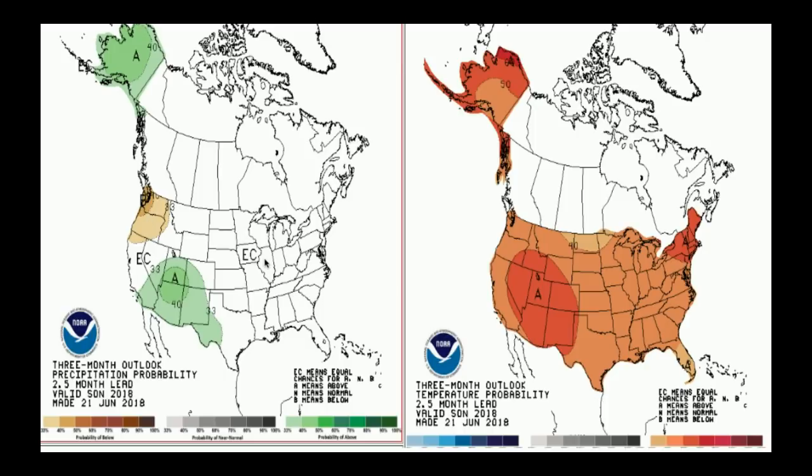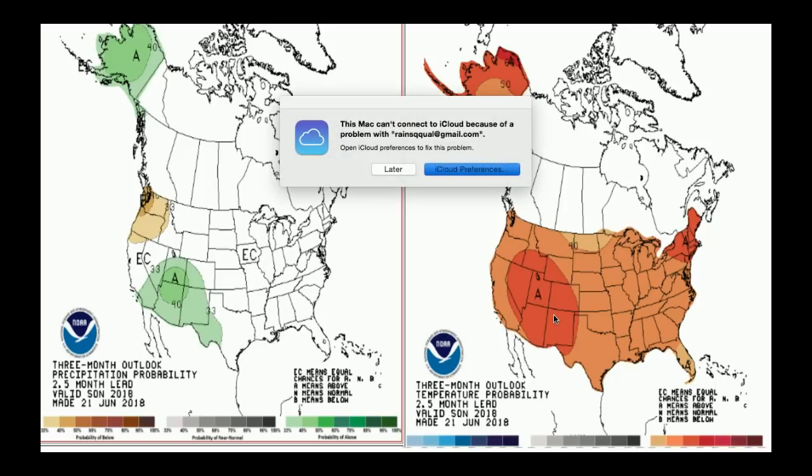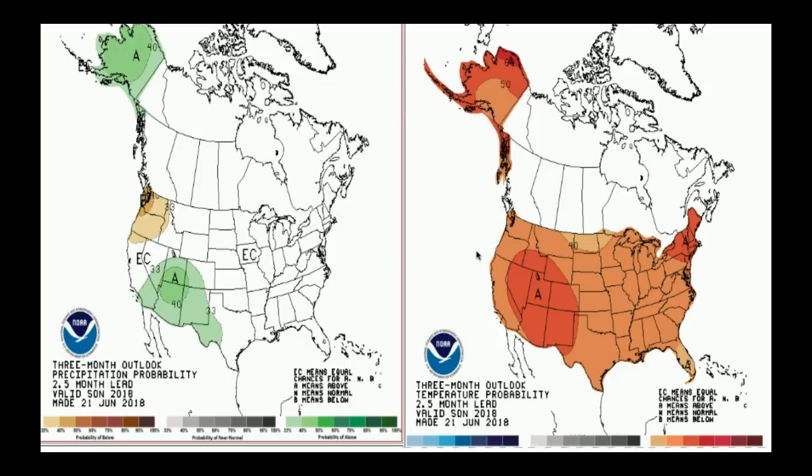Equal chances everywhere else. Sorry, I didn't explain that earlier. EC means equal chances everywhere else. And you can see that it really does even out. Sorry about that. It really does even out in temperatures for September, October, November. So late fall may be cool, maybe warmer across much of the country.